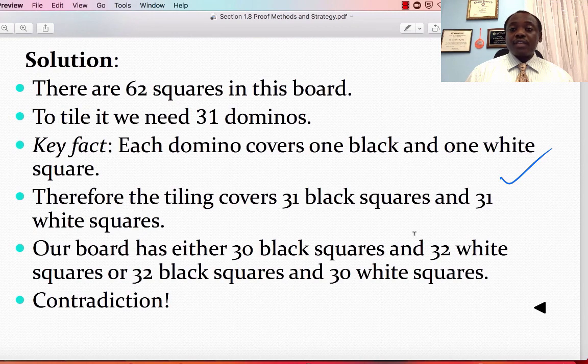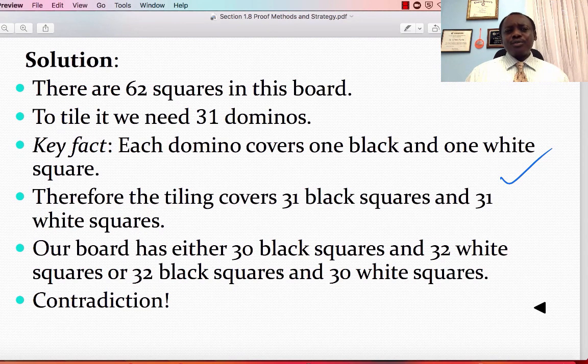Each domino covers 1 black and 1 white square. Therefore, the tiling covers 31 black squares and 31 white squares. Our board has either 31 black squares and 32 white squares, or 32 black squares and 30 white squares, so that cannot be done. Okay, just regular reasoning.